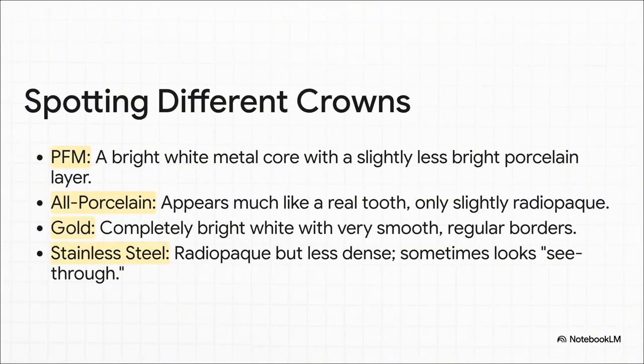Crowns? Oh yeah, they've got their own unique fingerprint on an X-ray. So a PFM, that's porcelain fused to metal, you'll see two layers, a super bright metal core with a slightly less bright porcelain layer kind of draped over it. Then you've got your all-porcelain crowns, which honestly look a lot like a real tooth. Gold? You can't miss it. It's totally bright white, just like amalgam, but the giveaway is its super smooth, perfectly regular borders.